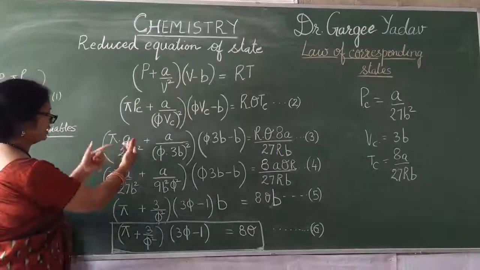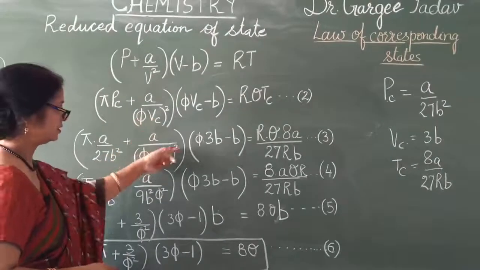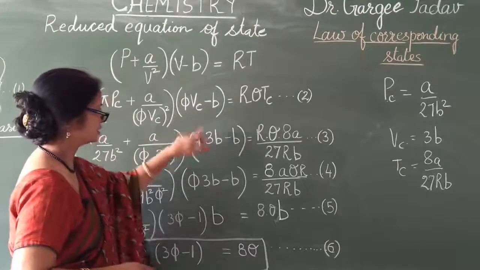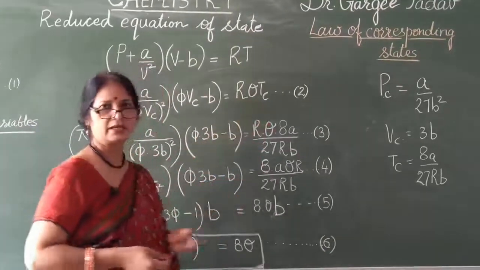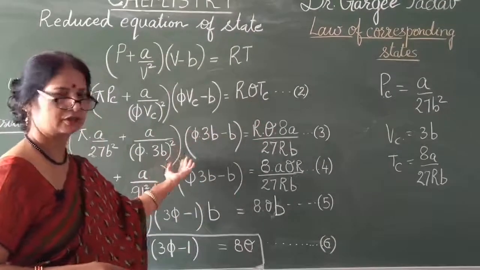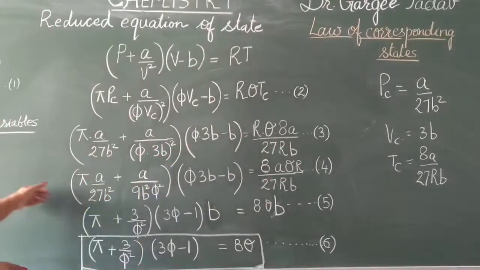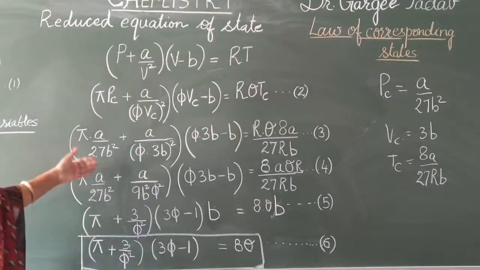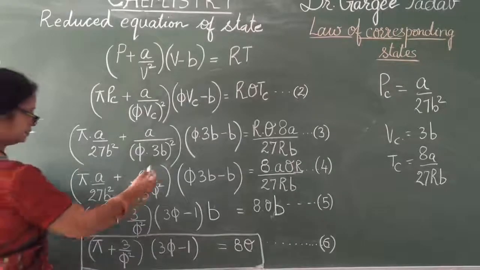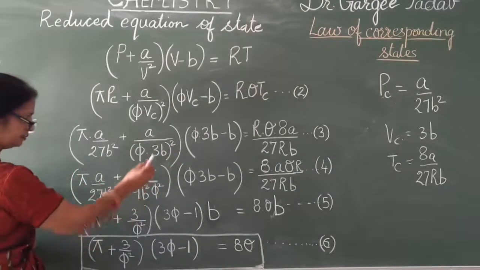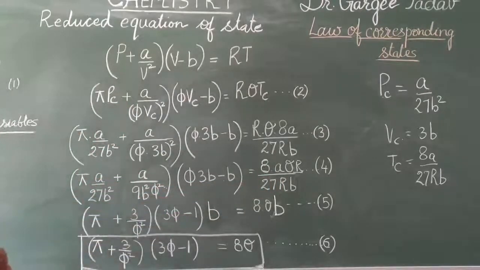So we substitute Pc as a upon 27b square, plus a upon phi squared times Vc squared, where Vc is 3b, and minus b comes over here, R theta, and Tc is 8a upon 27Rb. We have substituted it, and what we got is equation number 4. In the next step, we have simply made the 3 squared into 9b square, phi square, and the same equation has been repeated.